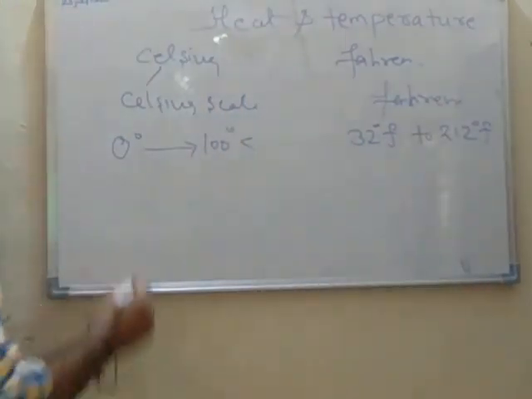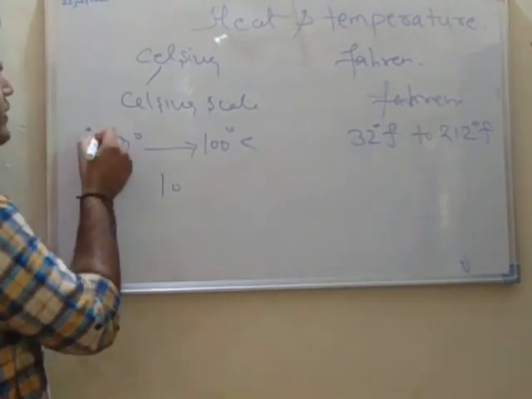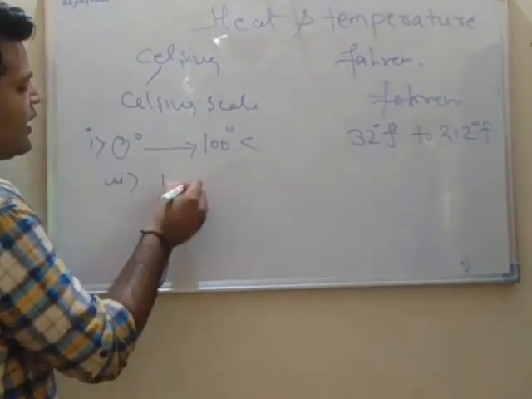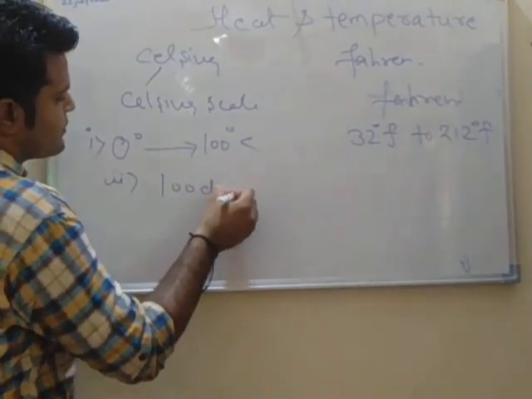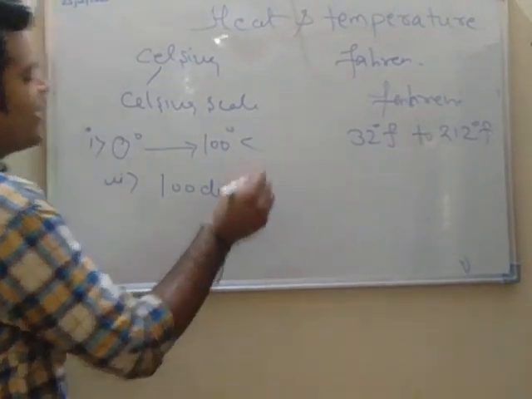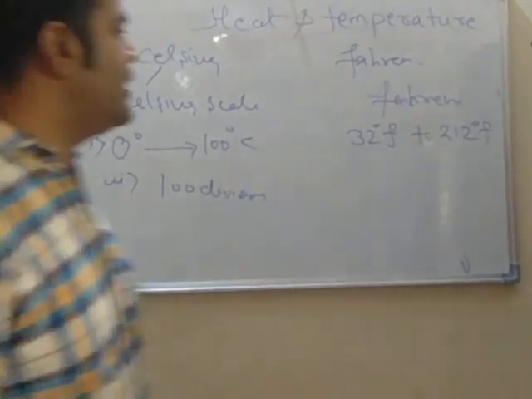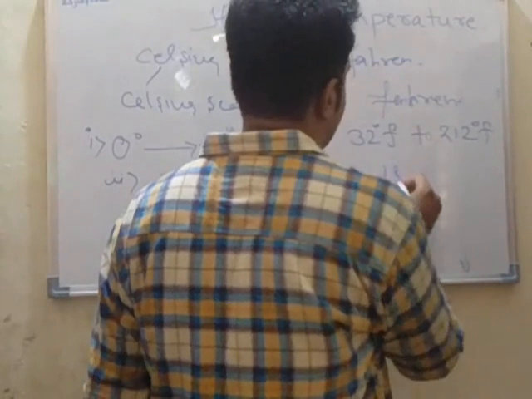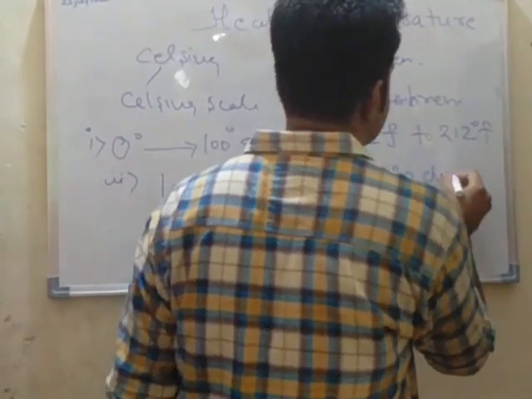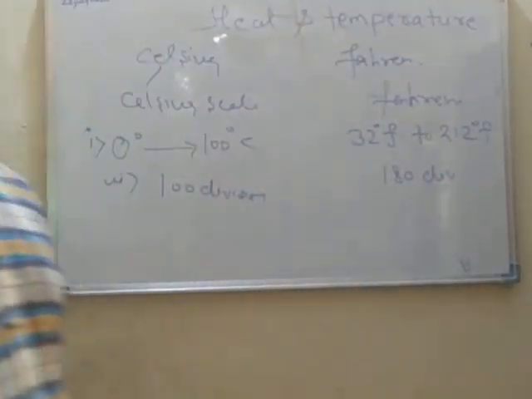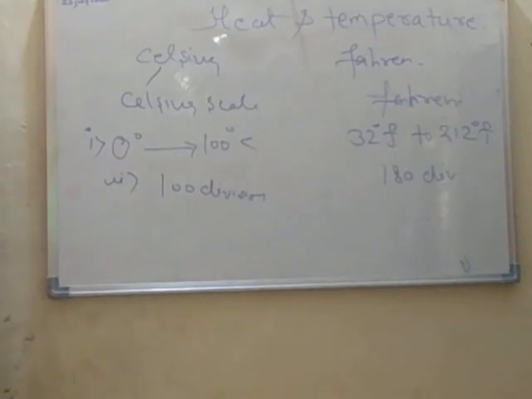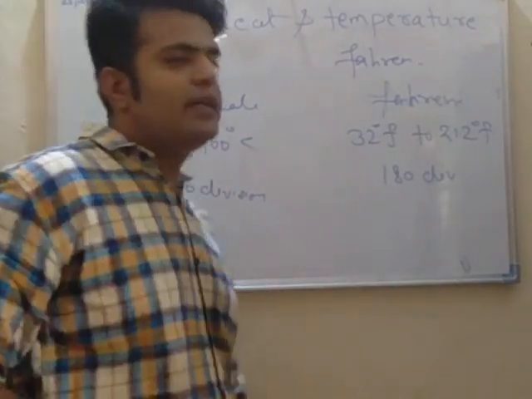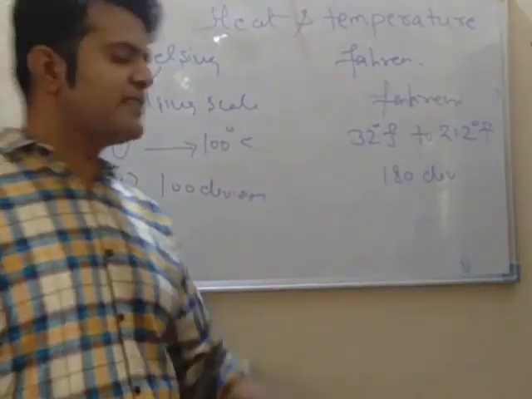In the Celsius scale, there are 100 divisions, whereas in the Fahrenheit scale, there are 180 divisions. So this is the difference between the Celsius scale and the Fahrenheit scale.